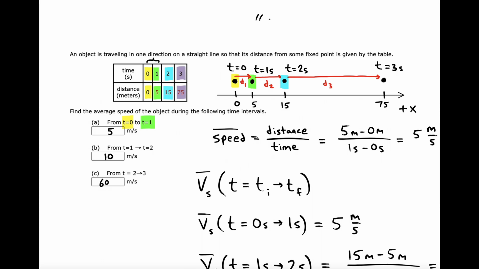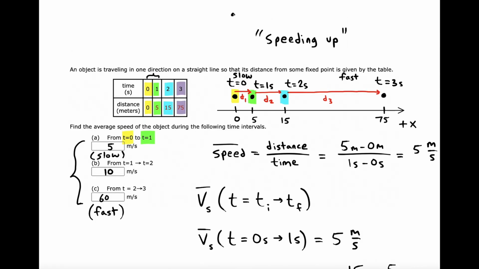This object is speeding up according to the speed values here. 5 meters per second could be considered relatively slow. 60 meters per second could be considered relatively fast. So we see slow speed at first, fast speed toward the end.